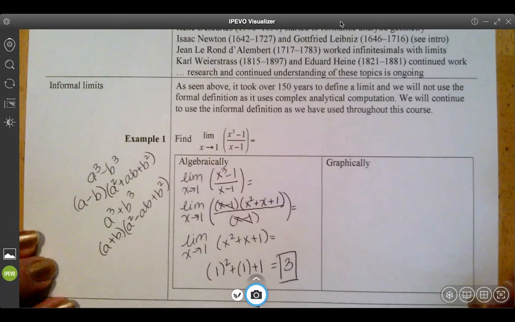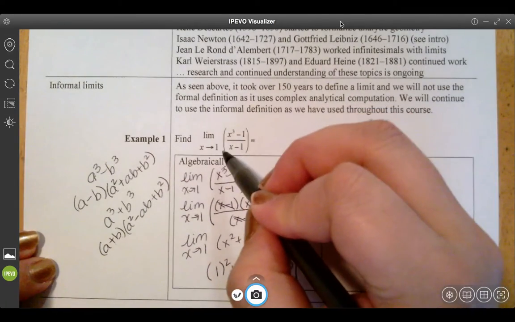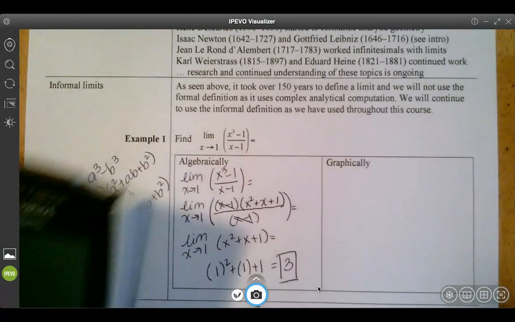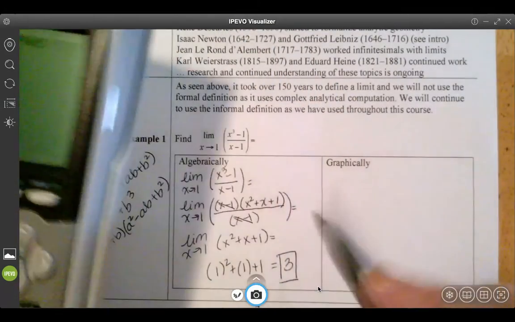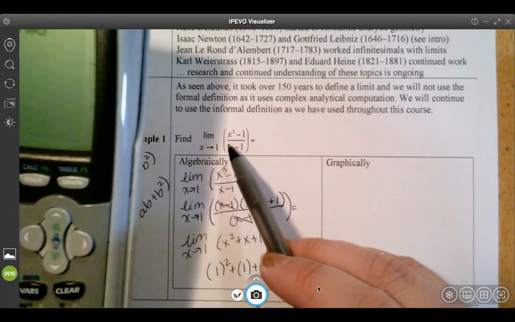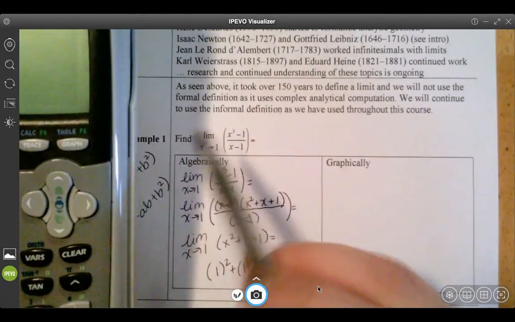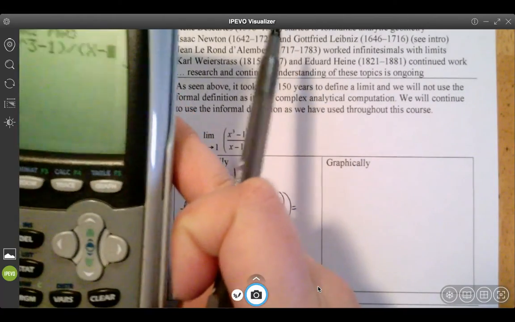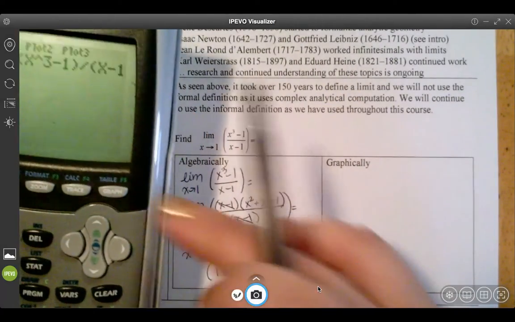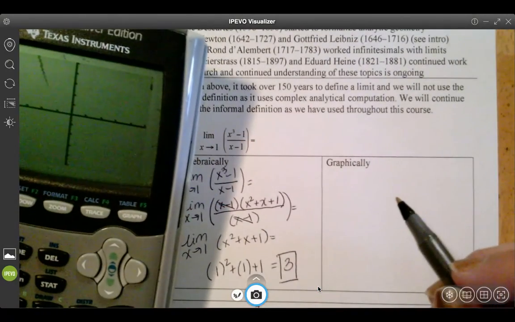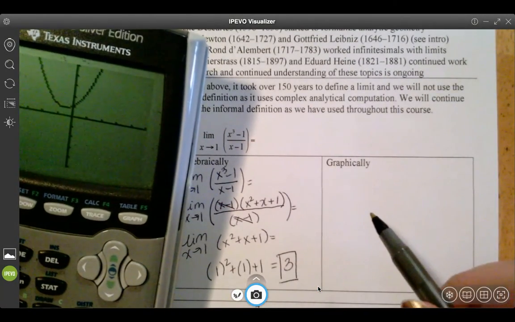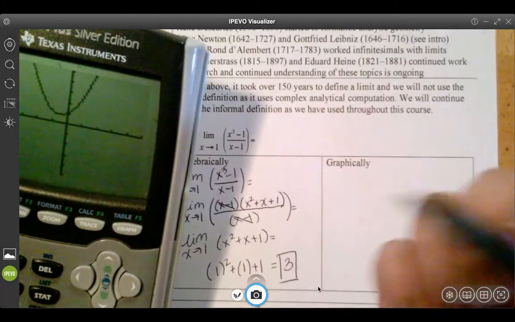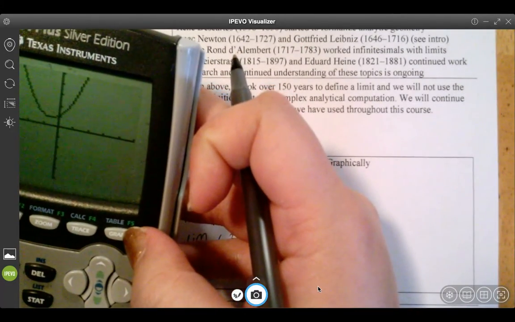Okay, what about looking at this graphically? Well, if I graph this, I can plot it on my calculator. And so I go into y equals, and I type in parentheses, x cubed minus 1 divided by x minus 1, the original function. Graph that. And the question is, at 1, what value is it approaching? So an easier way to see that than the graph is to go into the table of values.